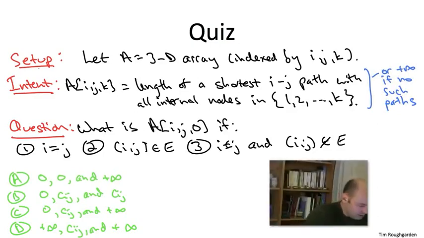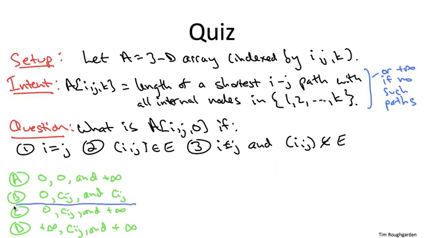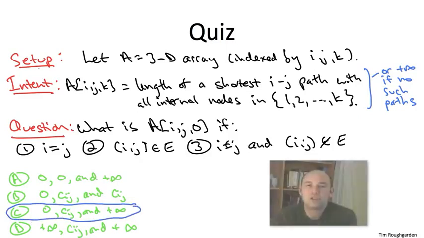All right, so the correct answer is C. So if i and j are the same, then there is a path that starts at i and ends at j, the empty path. It does in fact have no internal nodes at all, and it has length 0. Similarly, if i and j are directly connected and we look only at paths that have no internal nodes whatsoever, well then we're stuck with the cost of whatever the direct edge from i to j is. So we just fill it in with c_ij.